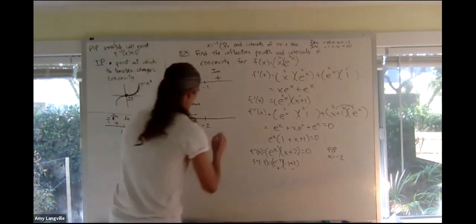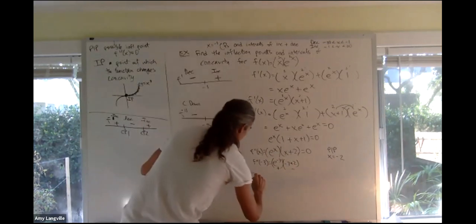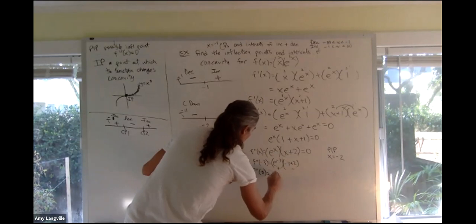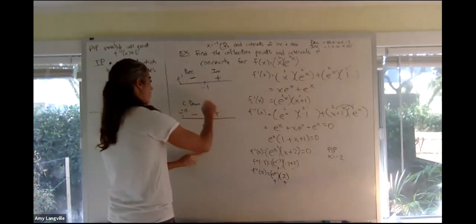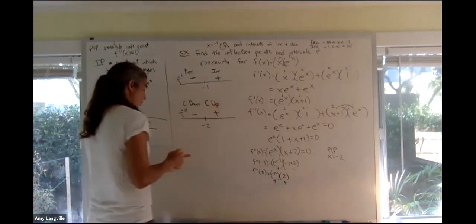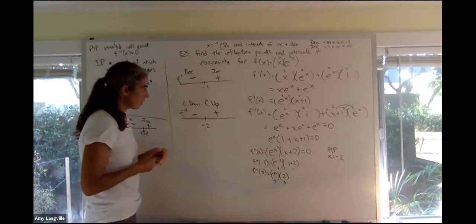And let's do one more. We have to plug in, say, 0. F double prime of 0 is e to the 0, which is 1, which is positive, times 0 plus 2 is 2, which is positive. Positive times positive is positive. I plugged into the second derivative, so that tells me information about concavity.